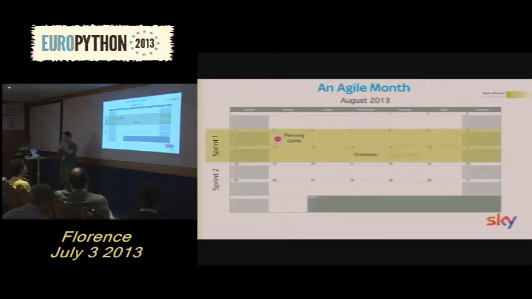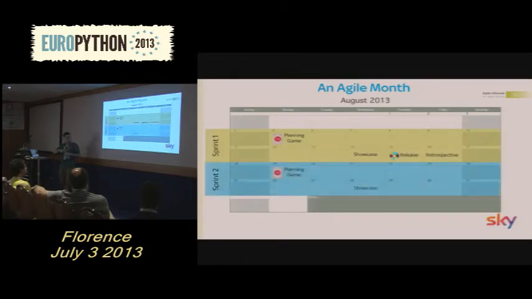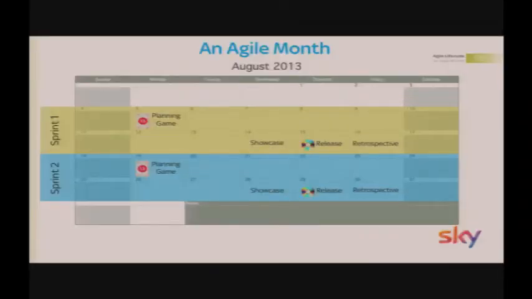Now, let me introduce you to a typical Agile month. Okay, so this month is split into 2 sprints, two weekly sprints. Every sprint begins with a planning game. This is where we plan which cards are going to be delivered in this sprint. Just an estimation. And then at the end of every sprint, we'll end with a showcase, a release of the product, and a retrospective. And I'm going to explain what happens in each of these events now.